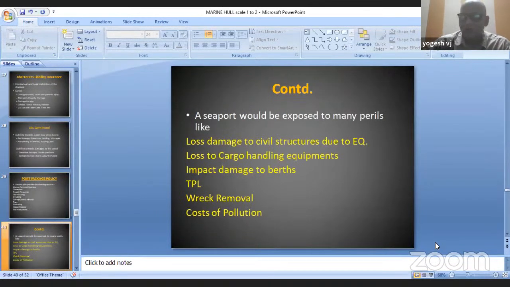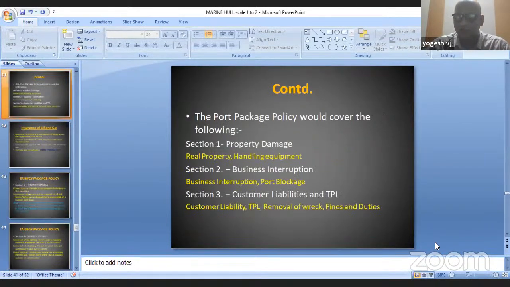Okay, a seaport would be exposed to many perils. Loss or damage to civil structure due to earthquake, loss to cargo handling equipment, impact damage to berths, third party liability, wreck removal, cost of pollution. The port package policy would cover the following. Property damage, property and property handling equipment covered.